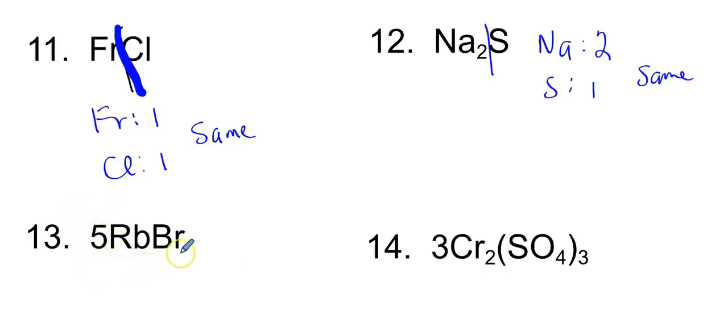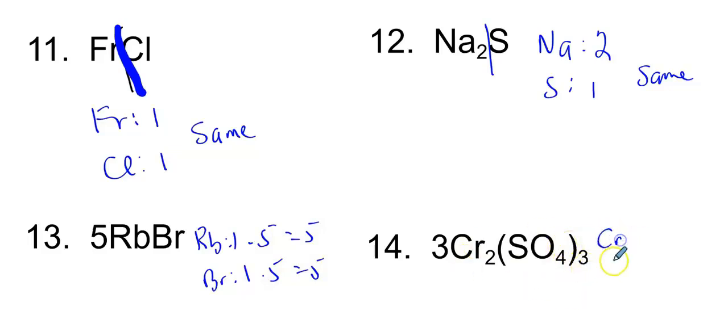This means that when I start, I got Rb1, Br1, because there's one of each, and then I got to multiply them by whatever number's out in front. So there's 5 here and 5 here now total. So this one's even more complex. Let's start. The best way to start with these is think about starting with the units. Okay, we have 2 Crs and 3 SO4s, 2 and then 3.